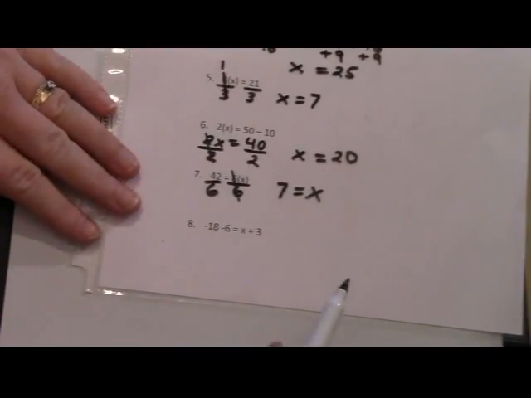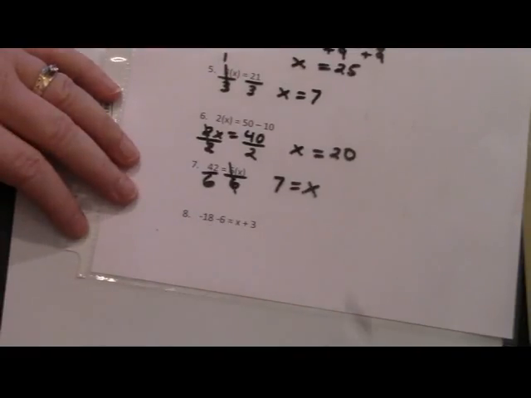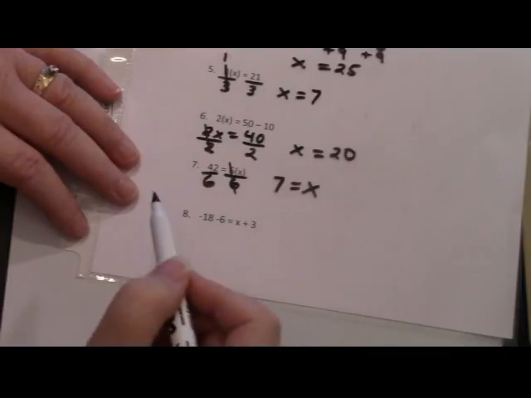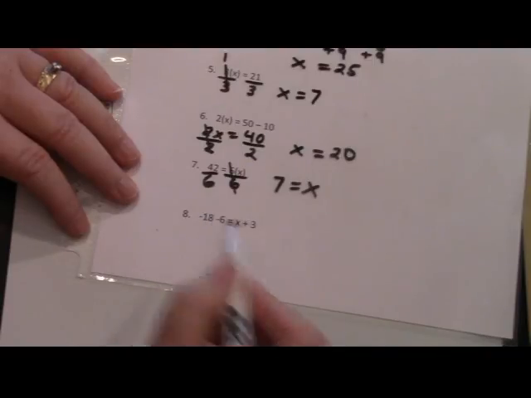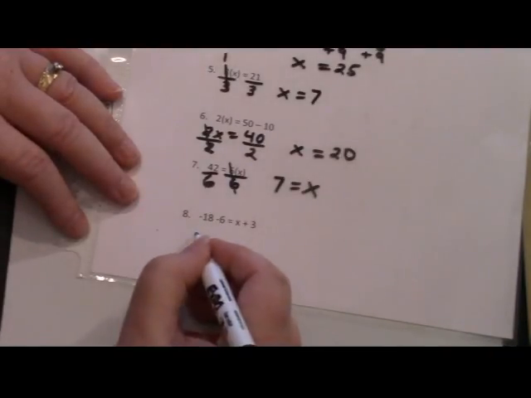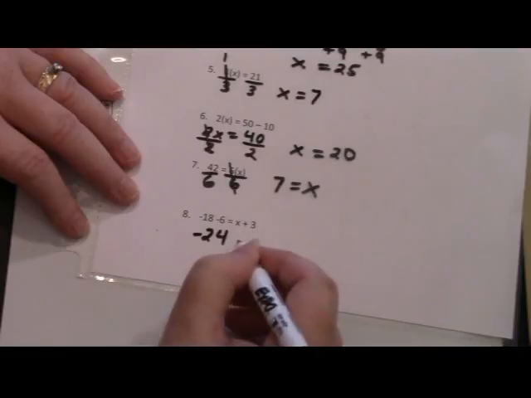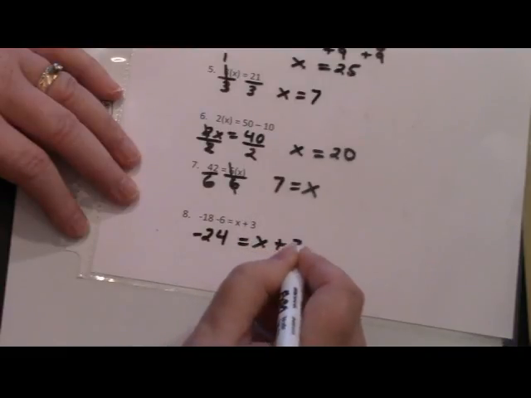Our last practice problem together, let's do some combining first. We have negative 18 and we're subtracting a number, 6. We're going to go left on the number line, so we're going more in the hole. 18 in the hole and 6 more in the hole give me negative 24 equals x plus 3.